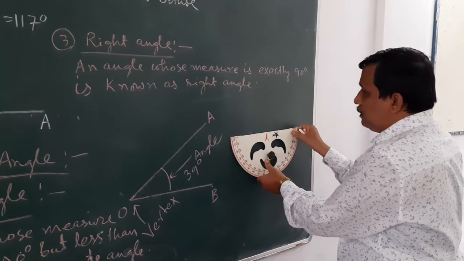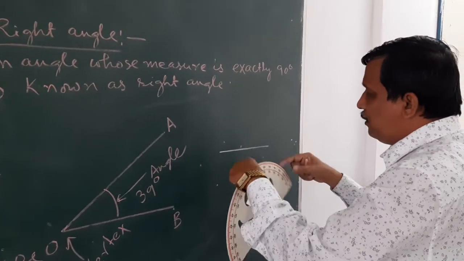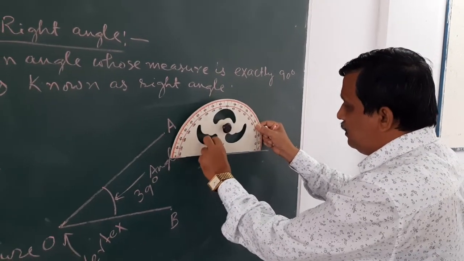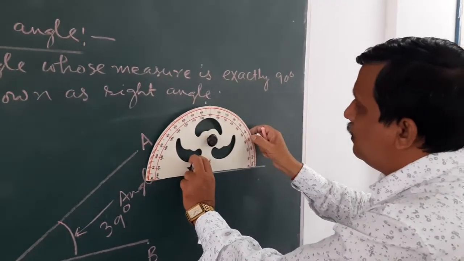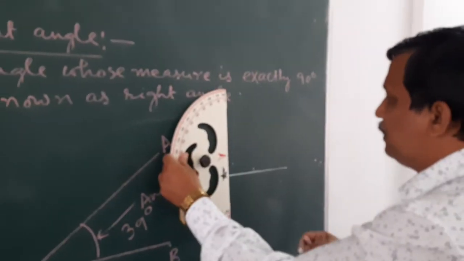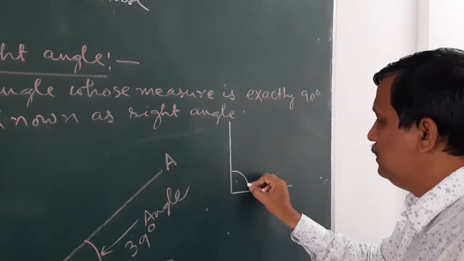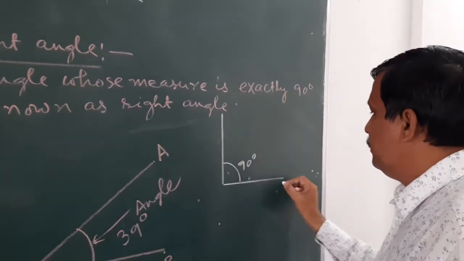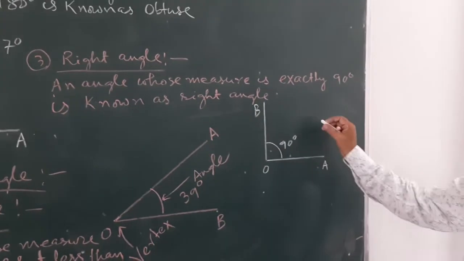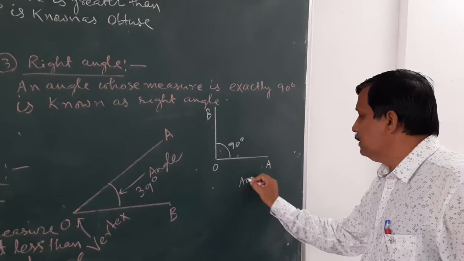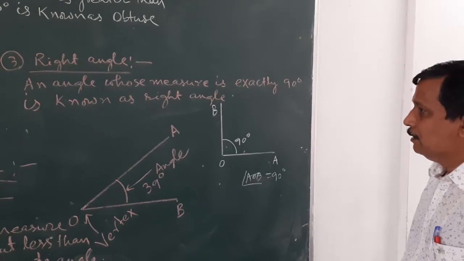So I am constructing one angle. Suppose you see here, this is the line. Here I am constructing exactly 90. You see, it will coincide with this line, and here it is 90 degrees. So with the help of this protractor, I have constructed the angle here. This is 90 degrees, and you can name it AOB. So AOB is 90 degrees. So it is called a right angle.